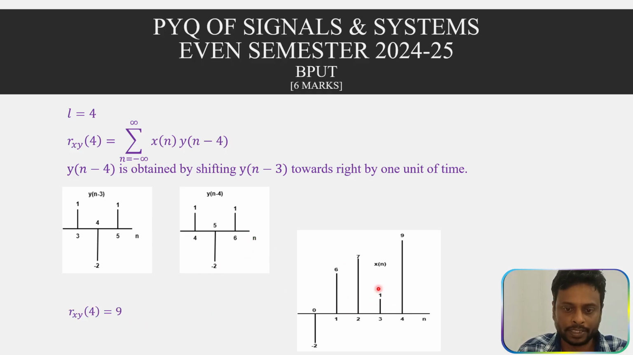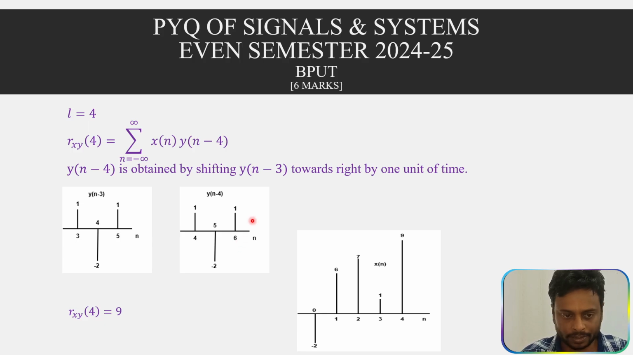Okay. So there is no value at 5, 6, so these values are 0. So that is why you can take only the common points. Okay. That is 1, at 4 it is 1, at 4 it is 9. So we have found out all the values in the positive direction.